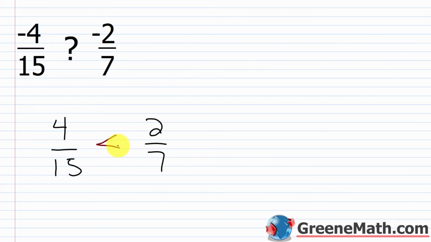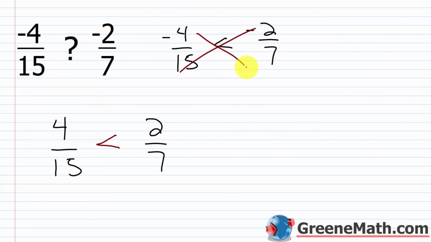Now, a lot of you might jump in and say, okay, well, -4/15 is less than -2/7. That would be wrong, right? This would be wrong. Here's why. When you work with negatives, the bigger the negative, the smaller the number.